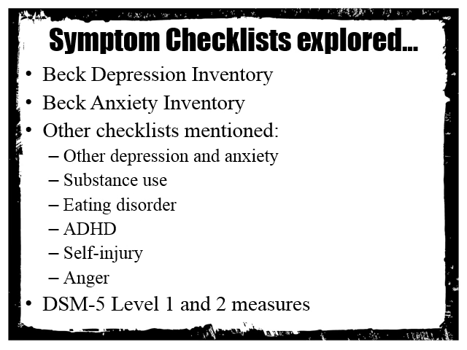Here are the symptom checklists that we're going to explore as part of this video lecture. The Beck inventories, the Beck Depression and Anxiety Inventory, and we're also going to talk about some other checklists that measure depression and anxiety, substance use, eating disorders, ADHD, self-injury, and anger. Towards the end of this video lecture, we're also going to learn about the DSM-5 Level 1 and 2 measures, which are available free online, and I have those and will be giving them to you as part of this course.